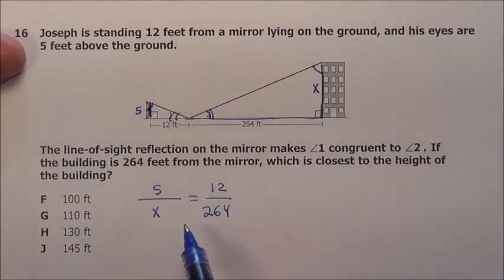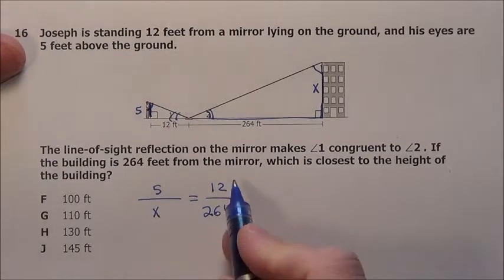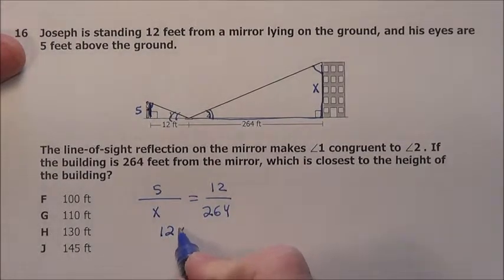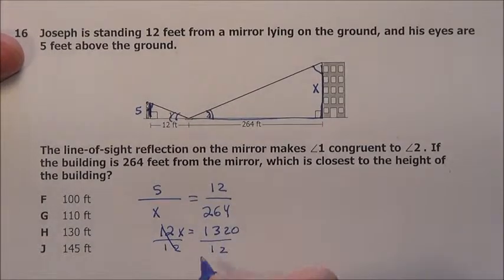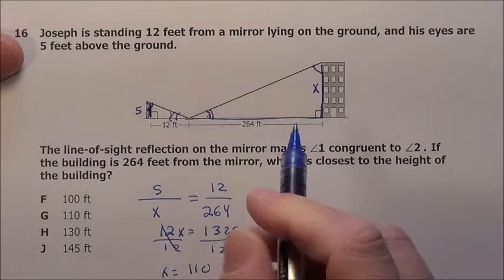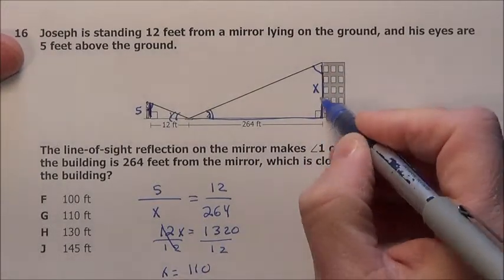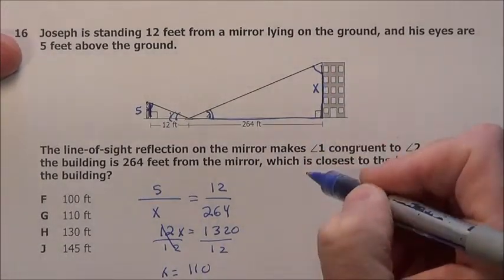Now we got to figure out our answer here. We're going to cross multiply. So 12x equals 5 times 264. 5 times 264 is 1,320. Now all I got to do is divide by 12. I know 12 goes into 100... looks like 110. The height of the building must be 110 feet.